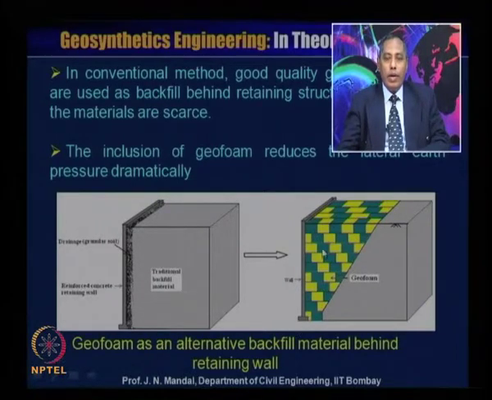So you don't need any compaction. Simply you can place this block at the back of the retaining wall. Because this material is super light, its density is 100 times less than soil, the lateral pressure reduces drastically with the inclusion of the geofoam material. So here the geofoam material is used as an alternative backfill material behind the retaining wall.